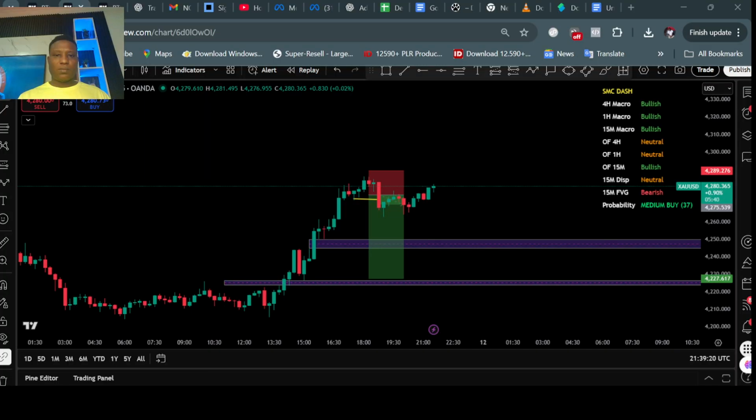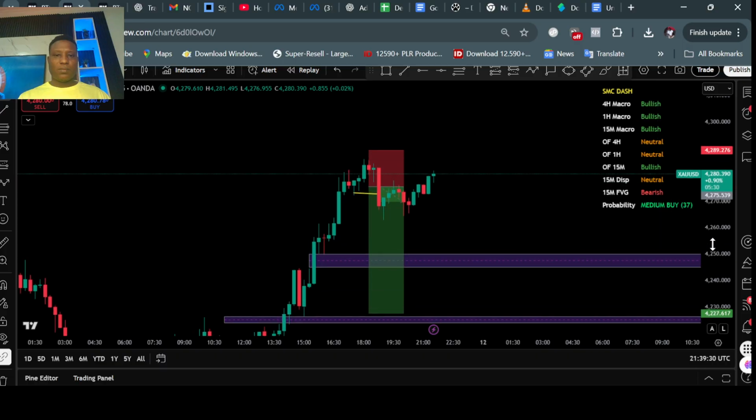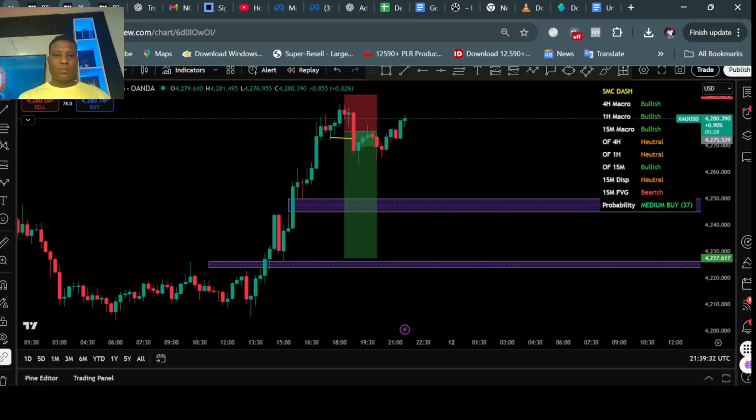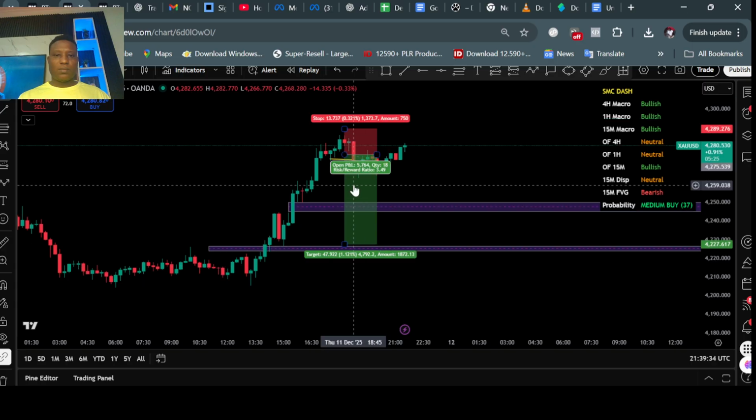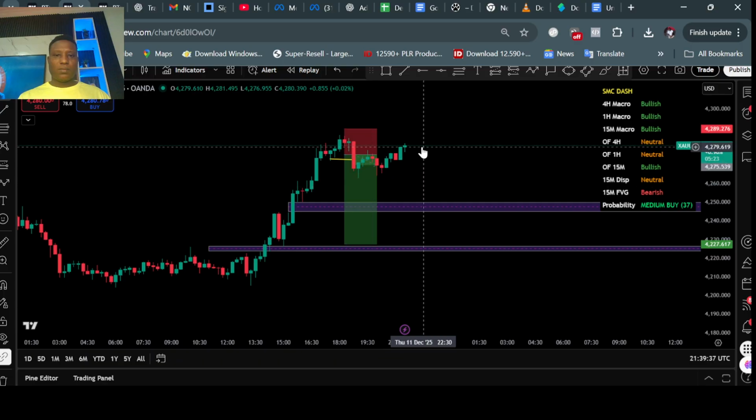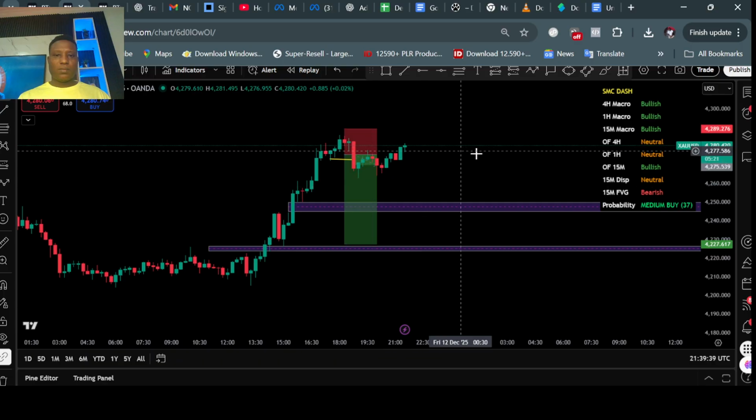Today I dropped two setups, gold and BTC. So I want to give you the reasons behind those setups. The first trade that I dropped was gold. So let's take a look at it. Before I go into this trade, this was the gold setup, and we are still a bit above our entry.